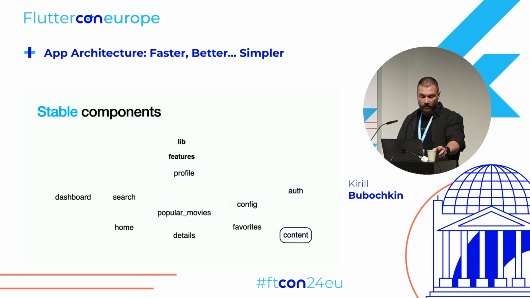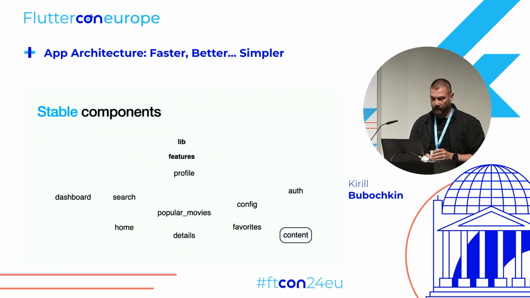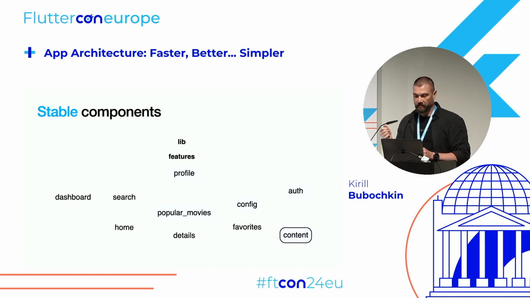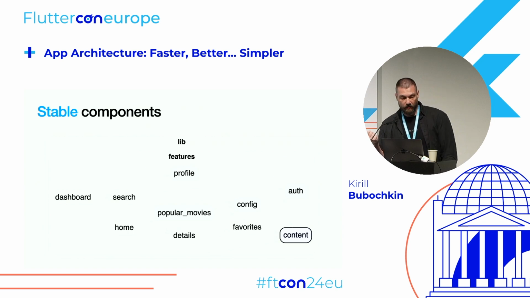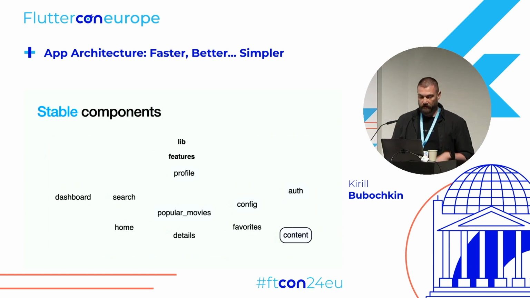If we take a look at the content module, we can see that it doesn't depend on any other component. So what does it mean? First, it should be easily testable. Since it doesn't depend on anything else, it doesn't matter if there is a complete mess in the rest of your app. We can just take this component and test it in isolation.